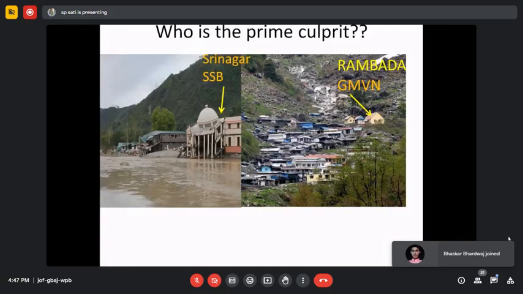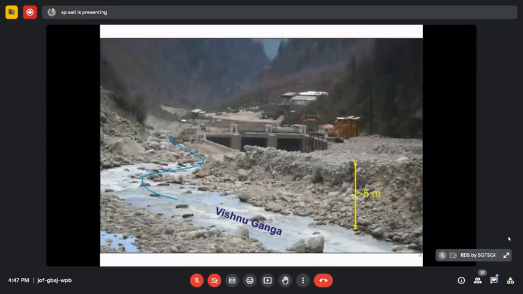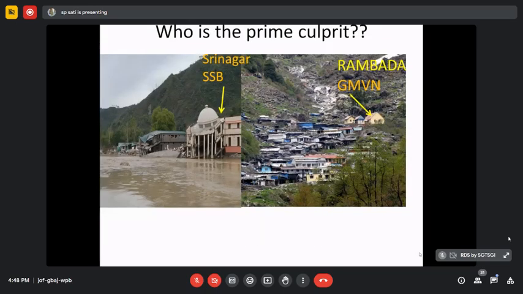Now, see what happens. We are talking about the people, we are talking about developmental things and development. We need development. The people need development. They need infrastructure, roads, hospitals, schools, all these things. But the sensitivity and fragility of the terrain is never acknowledged in the process of so-called development. And because of that, you will see, I have already talked about Rambada.